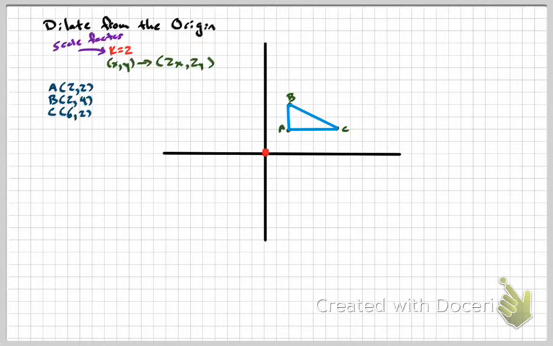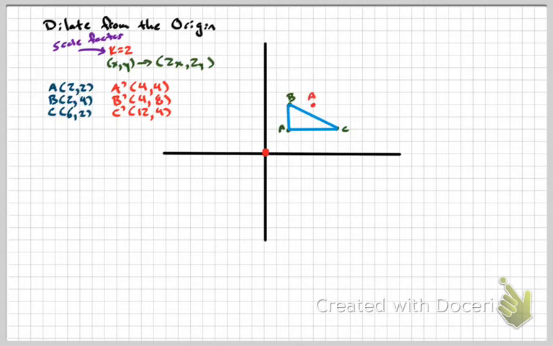So here's what that looks like. So A is at (2, 2). So A prime is at (4, 4). Again, all I did was multiply my x and my y by my scale factor. B is at (2, 4). So then that means that B prime should be at (4, 8). And then C is at (6, 2). So then C prime should be at (12, 4). So again, guys, all we did was multiply every x value and every y value for A, B, and C by 2. Let's go ahead and plot those now.